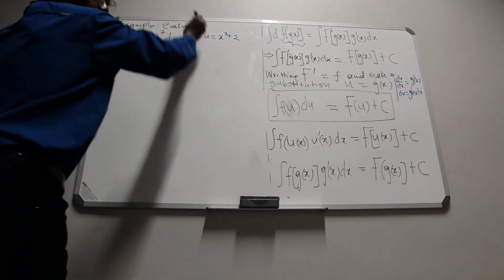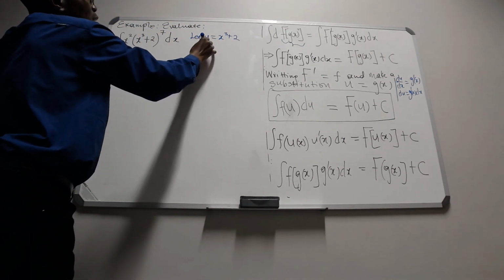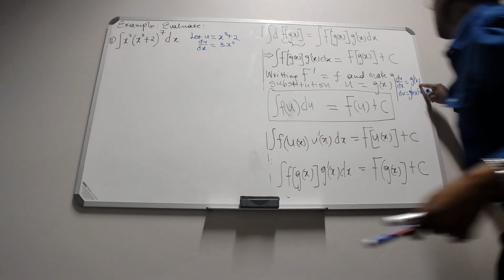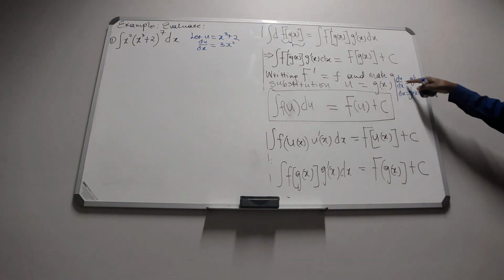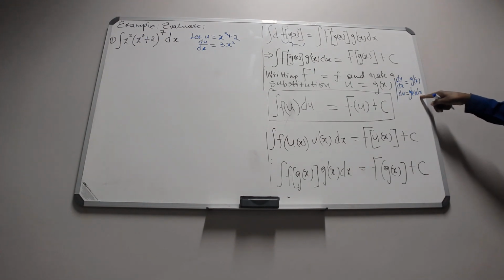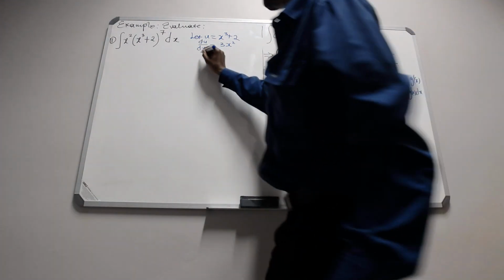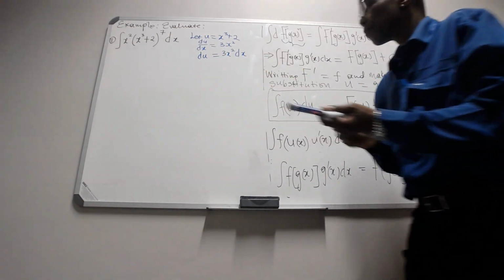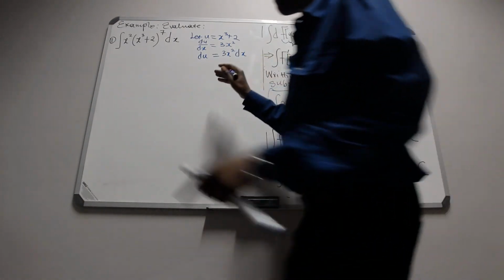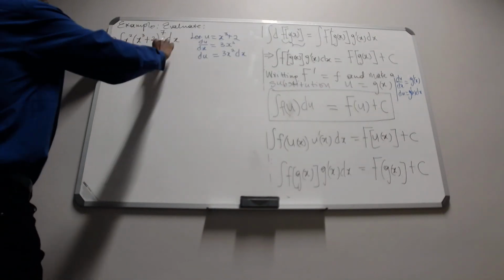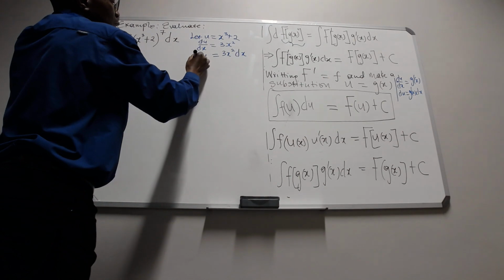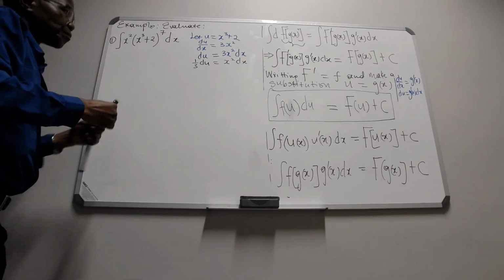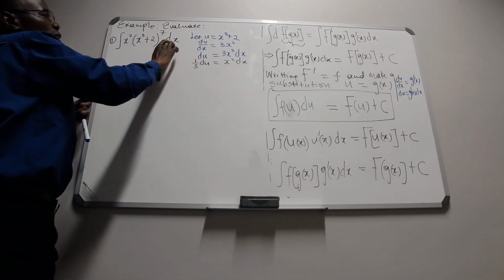If you do that, then you find du dx equal to 3x squared. This is what we did here: let u equal g of x, then du dx equal g prime of x. So we can rewrite it this way: du equal to 3x squared dx. And from there, we want to replace x squared and dx here. So we can see that 1 over 3 du equal to x squared dx.